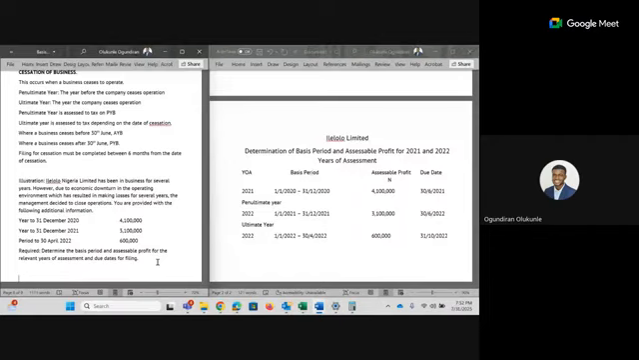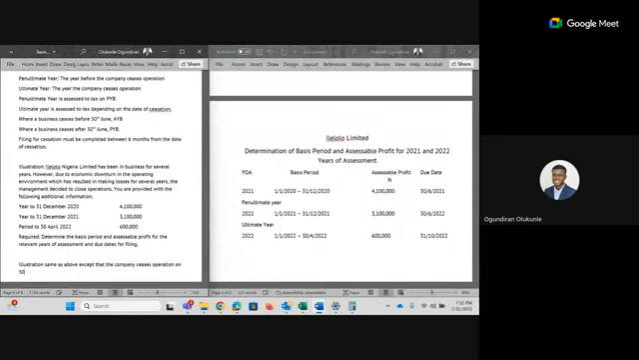This is Finance Act 2019. All right. So now, let's say the same thing happened, but now this company ceased operation. Illustration: same as above, except that the company ceases operation on 30th September 2022. So how will I treat it?